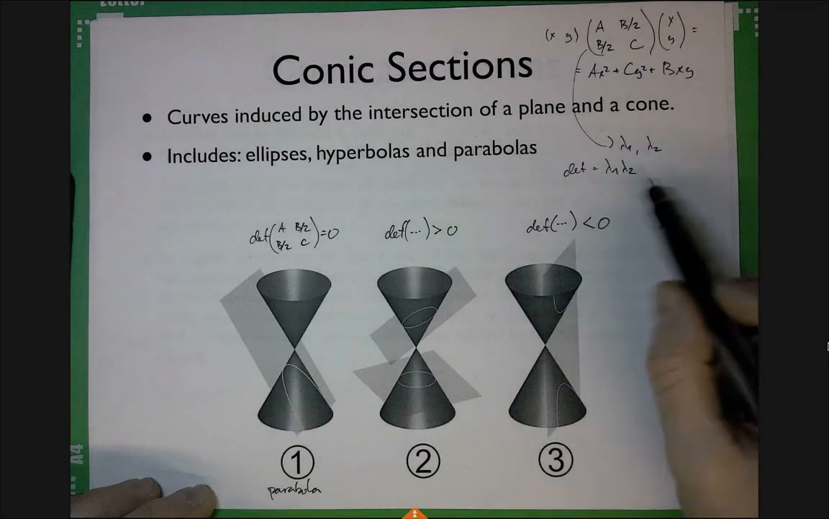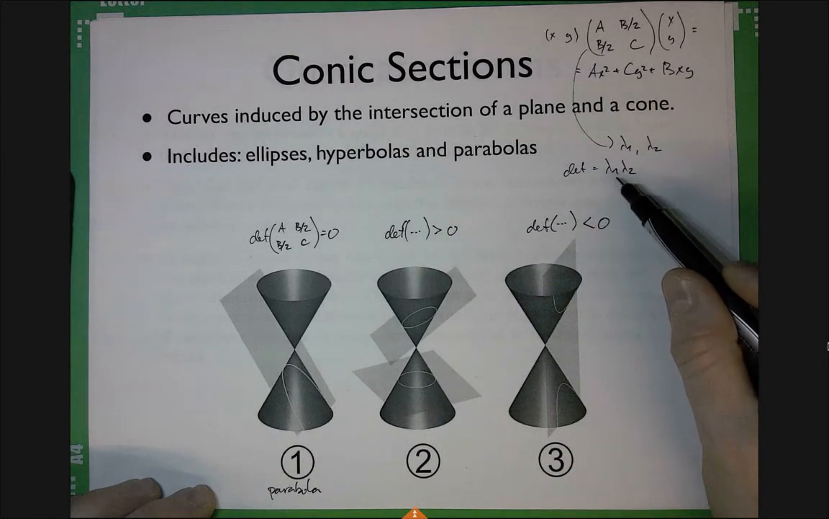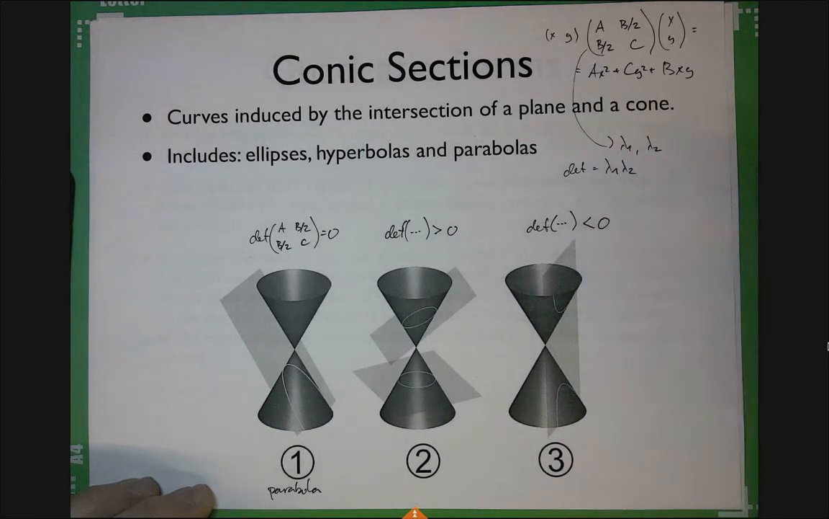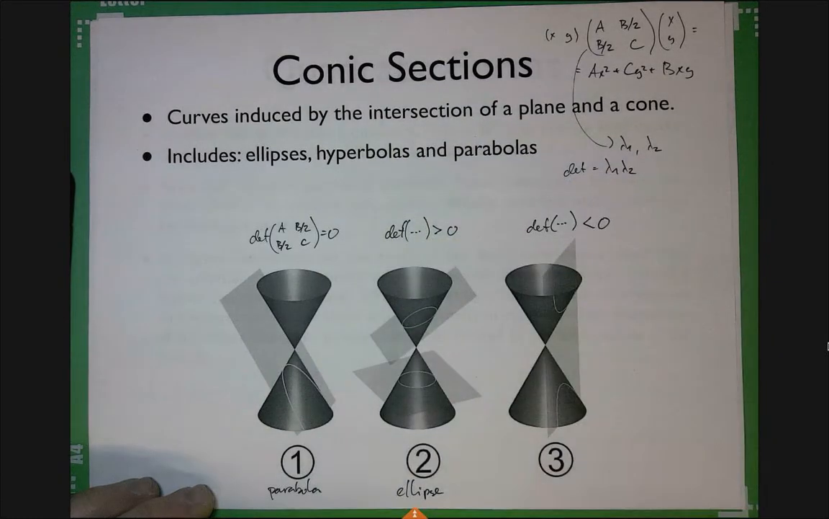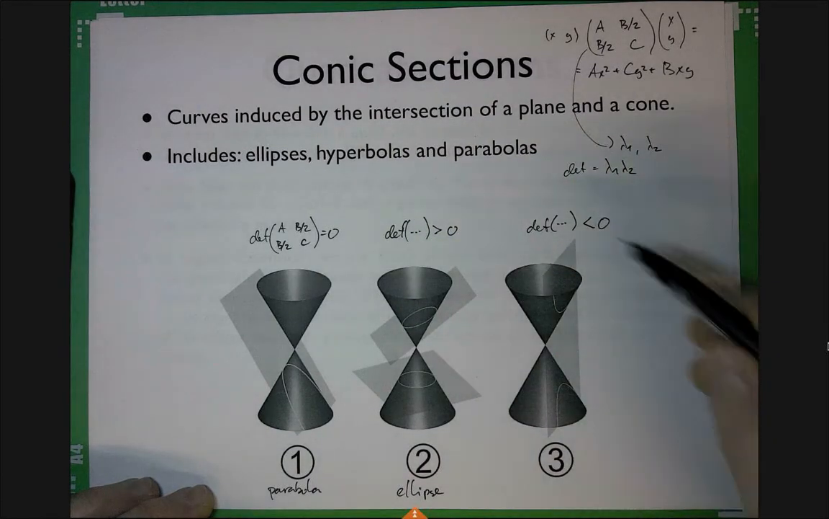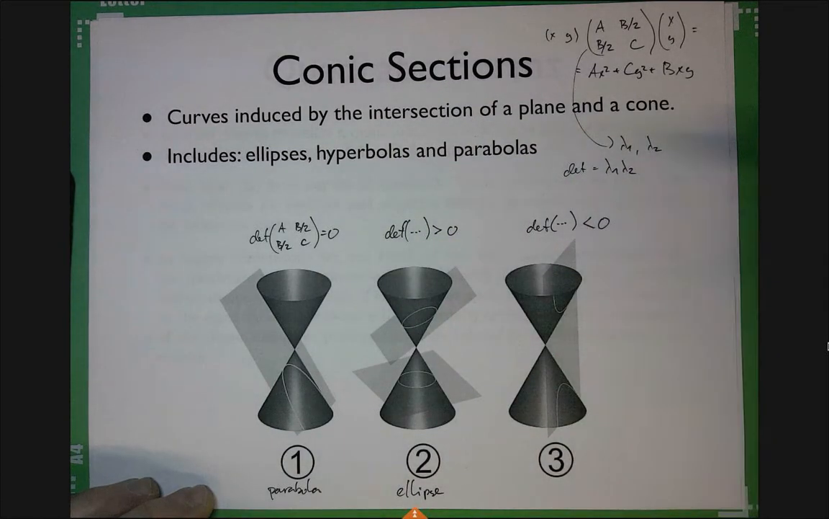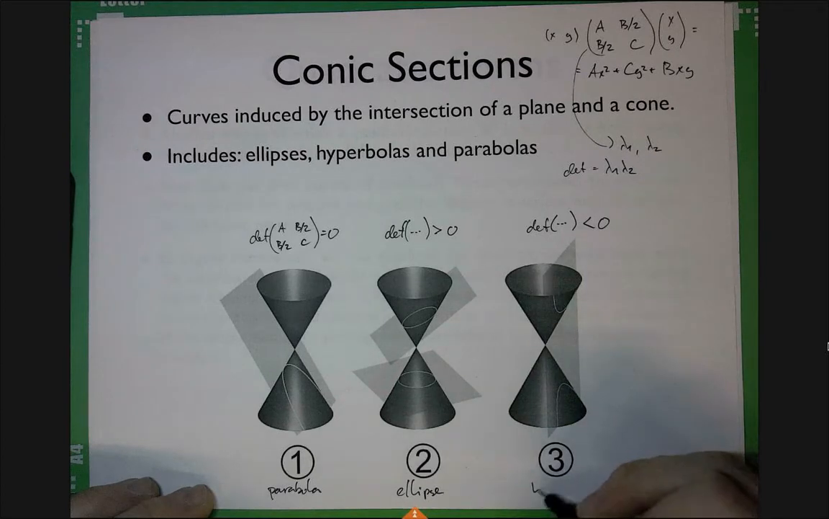In the case that both eigenvalues have the same sign, so both are positive or both are negative, then I get a positive determinant. And that's the case when I get an ellipse, or a special case, a circle. And in the funny case that one is positive and one is negative, then I get hyperbola.